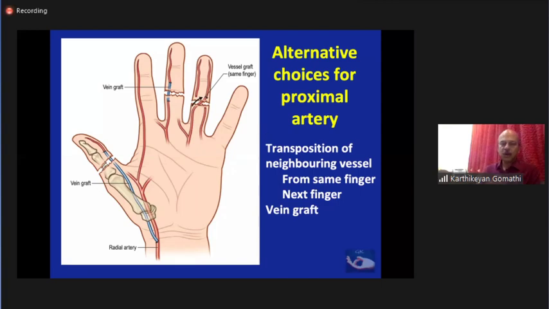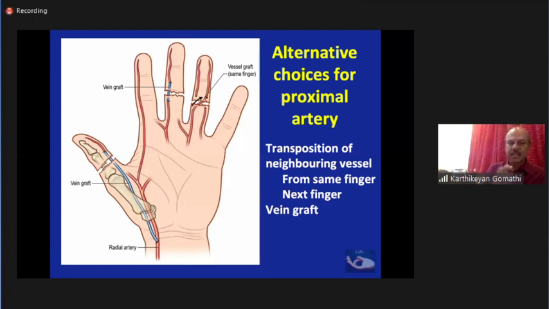Now, I told you, distally you need to get an artery and a vein. There is no other option. You have to get an artery and vein. If you don't get an artery and a vein distally, then you cannot do the replant. Whereas proximally, it doesn't matter. What you need to identify it, you can go even more proximally.